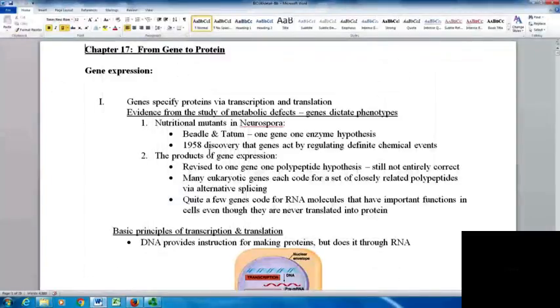In this section, we're going to look at how we take the genetic information off of the chromosome, the genes, and use it to make the proteins. Genes are going to specify what your protein is via transcription and translation.